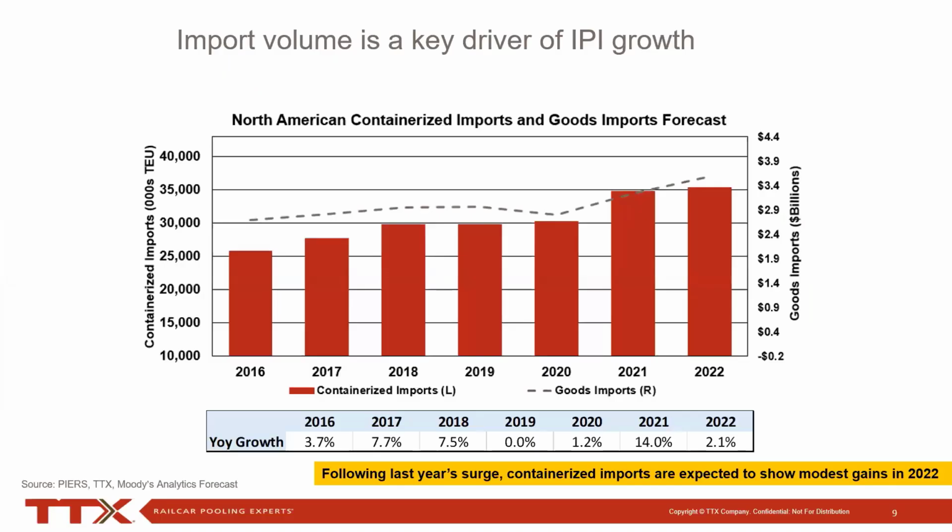So this next slide shows 2 import forecasts for North America. The red bar is TTX's forecast, and it reflects growth in import containers. And it's also measured in TEUs, like I just talked about. The dashed black line is the forecast created by Moody's, and that reflects the growth in the value of the containerized imports. 2 different methodologies, but very similar growth rates.